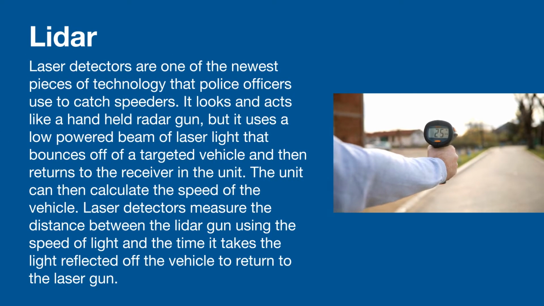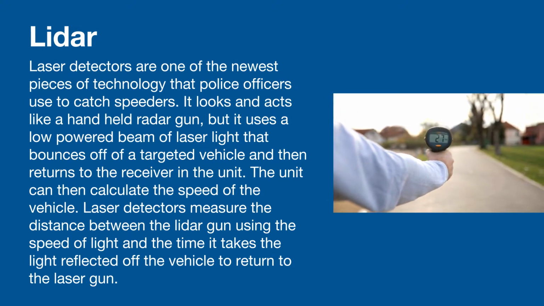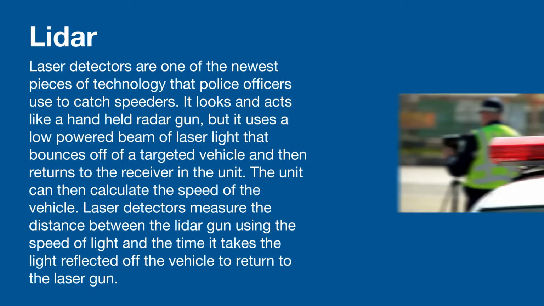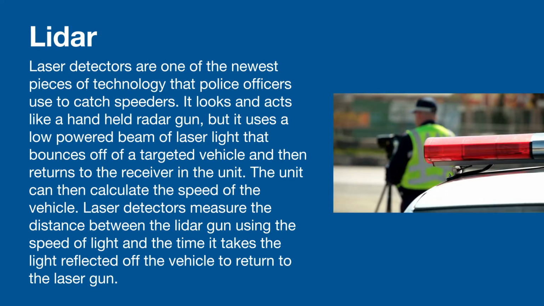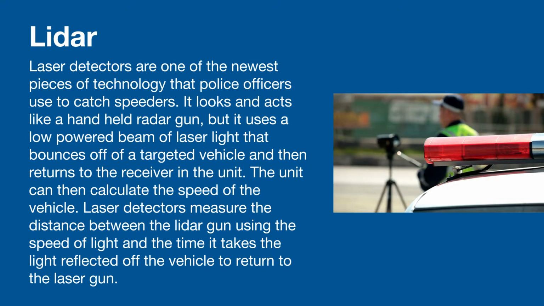One of the newer inventions that's being used right now is called a LiDAR. Laser detectors, being one of the newest pieces of technology that police officers use to catch speeders, look and act like a handheld radar gun, but use a low-powered beam of laser light that bounces off a targeted vehicle and then returns to the receiver in the unit. The unit can then calculate the speed of the vehicle. Laser detectors measure the distance between the radar gun and the vehicle using the speed of light and the time it takes the light reflected off the vehicle to return to the laser gun.